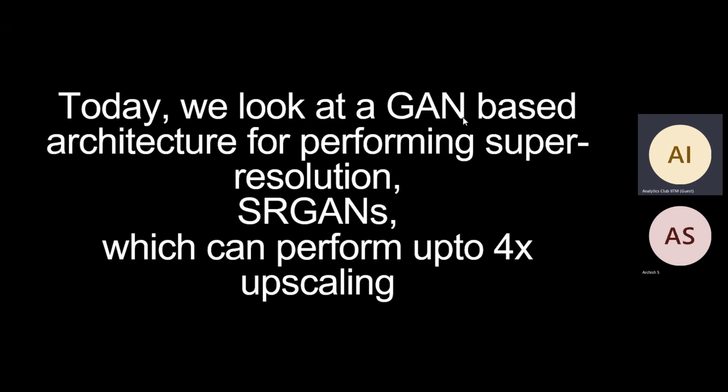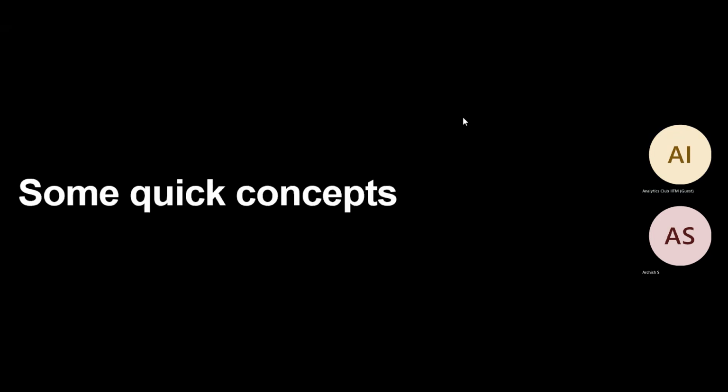Today we'll be looking at a GAN-based method for performing super resolution. SR GANs have been known to perform up to 4 times upscaling. So if you have an image, you can increase its resolution by up to 4 times. That's quite the improvement. Before we get into the architecture and the working of SR-GANs, we will look at some concepts that we need to understand SR-GANs better.